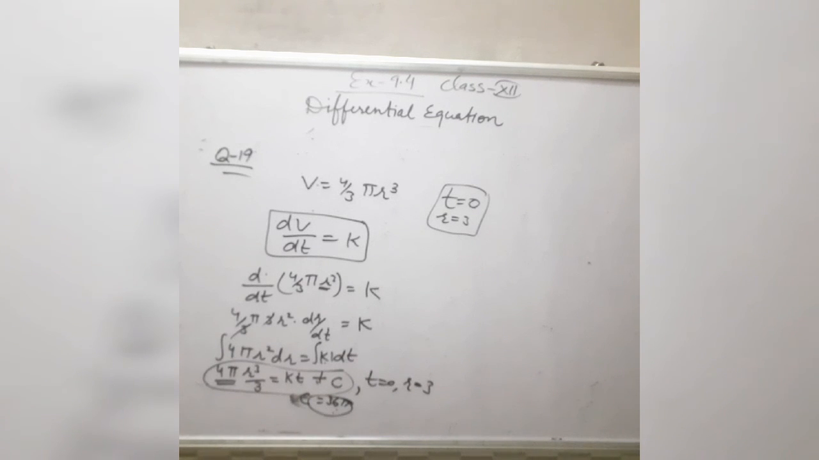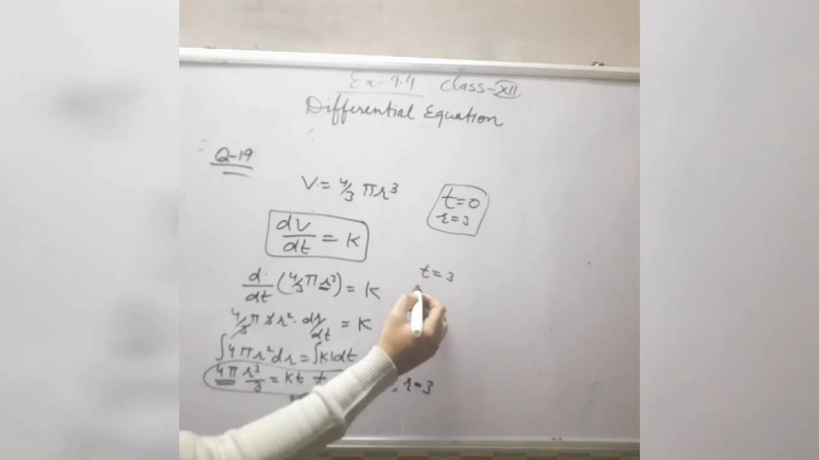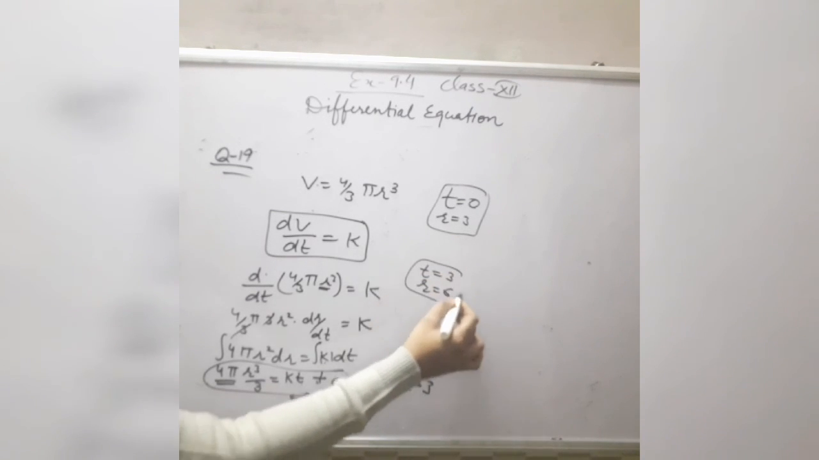Now one more condition is given to you. Find the radius of the balloon after t seconds. You have to find the value of its radius after t seconds. And one more condition is given to you: after 3 seconds its radius becomes 6 units. With the help of this condition you have to find the value of k. So at t is equal to 3 seconds, the value of radius becomes 6.